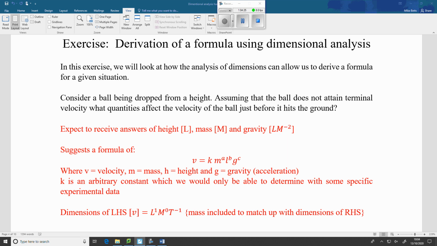So what do we know? What are the dimensions of the left-hand side, V, velocity? The dimensions of mass are M, and that's to the A. Dimensions of height is L to the B. Yeah. And the dimensions of that, that's an acceleration, isn't it? So the dimensions of G are L T to the minus 2, all to the power C.